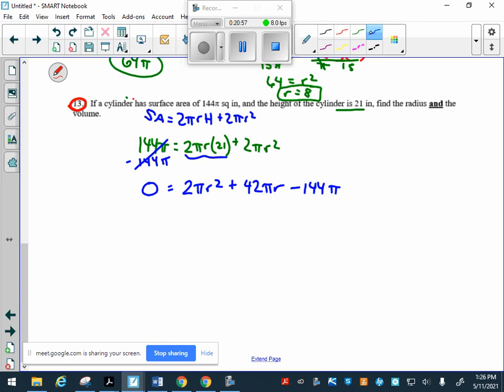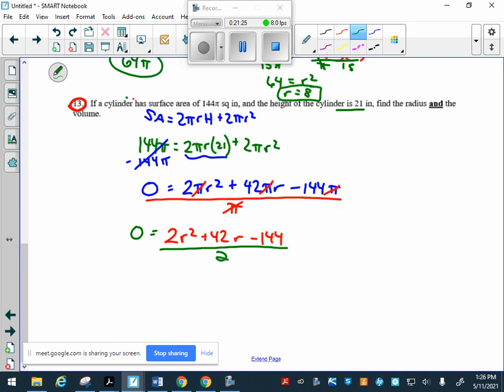Well, first thing we want to do is get rid of those pi's, because those are just annoying. Right? Divide everything by pi. We've got 2r squared plus 42r minus 144. What else can I divide by? To make our lives easier, what can we divide by? 2. So we'll have r squared plus 21r minus 72.